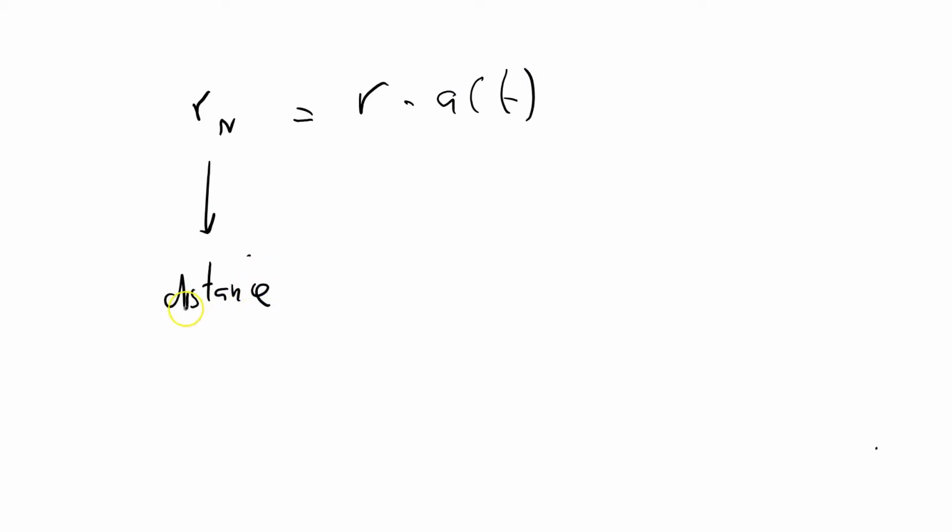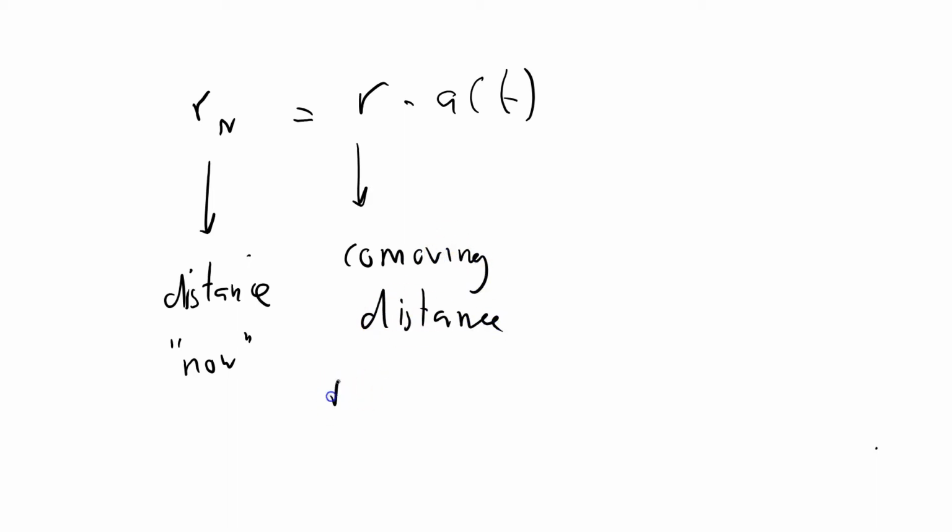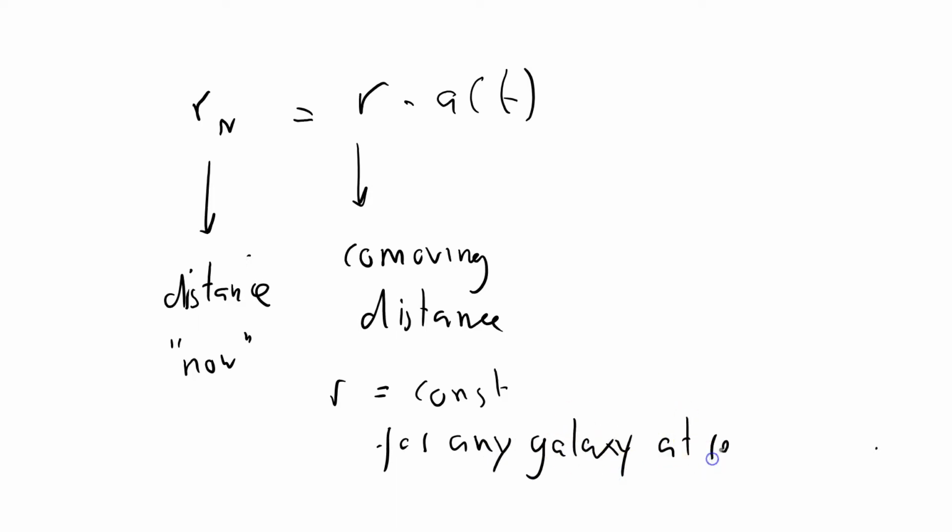General relativity, step by step. We've got this rather nice formula, Rn equals R times A of t, where this is the distance now, which means at time t, I guess. This thing here is a comoving distance. So R equals constant for any galaxy. Any galaxy at rest, I guess.